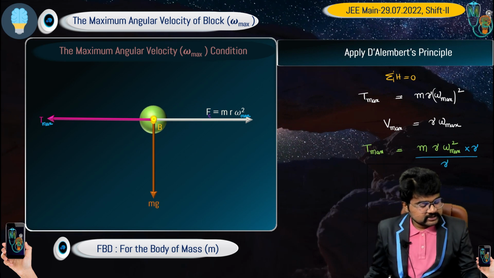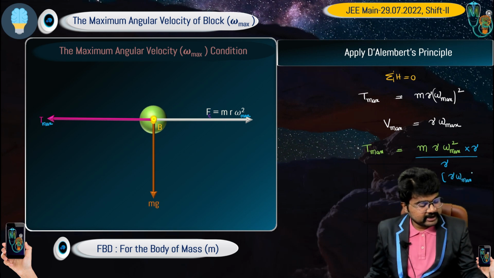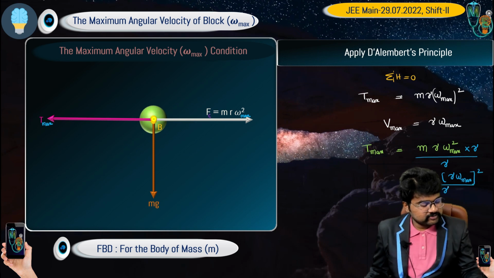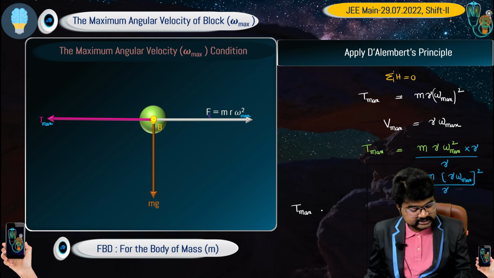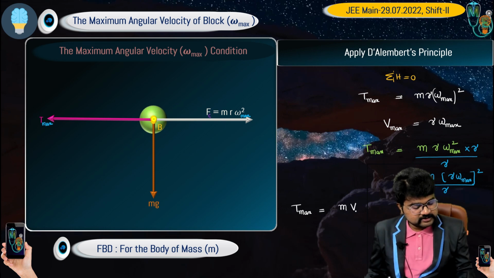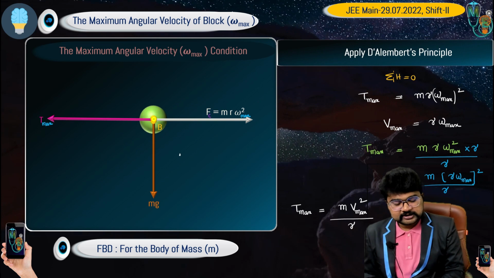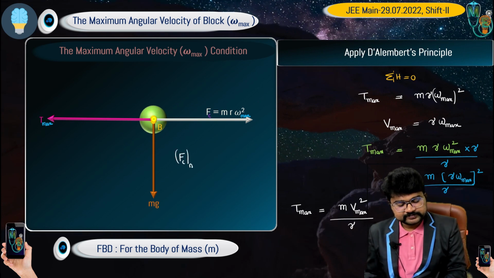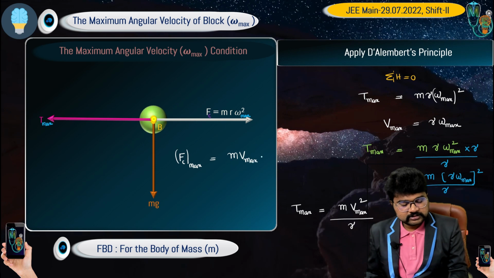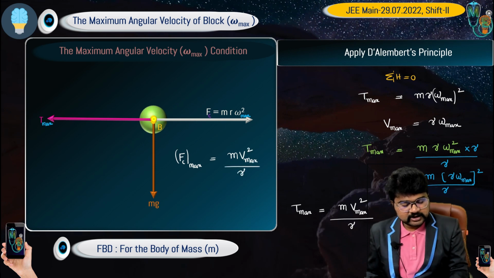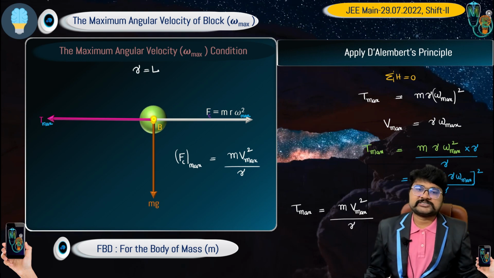You can write it as M R omega maximum square by R. Finally, T maximum, the tension in the string, the tension in the wire, equals M V maximum square by R. We already know that the maximum centrifugal force is M V maximum square by R. Here R becomes equal to L at the maximum angular velocity condition.